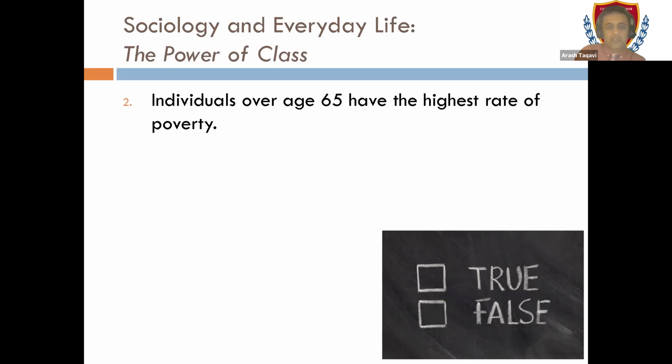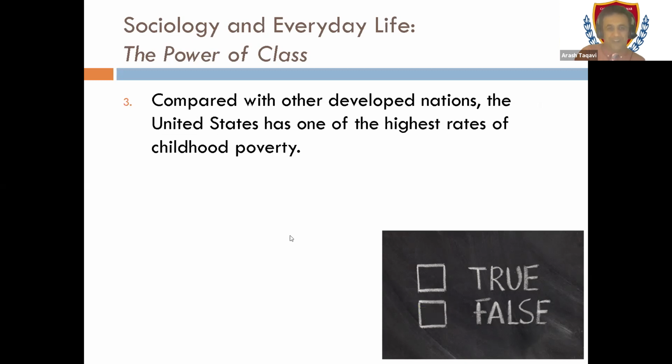Individuals over age 65 have the highest rate of poverty. Is it true or false? False. You think they don't have the highest rate of poverty? No. Yeah, Gabriela is so smart. Yeah, why not? Compared with other developed nations, the United States has one of the highest rates of childhood poverty. True or false?